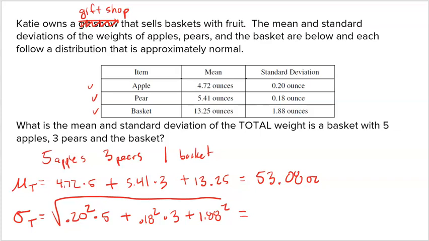So I end up getting 1.96. So 1.96 ounces is what my standard deviation will be. So remember, these numbers represent the fact that if I had many baskets of 5 apples and 3 pears, then I would expect the total average to be 53.08 ounces. But some baskets, because apples, pears, and the basket all vary, some baskets could be heavier, some baskets could be lighter, and that's where the standard deviation comes in as well.